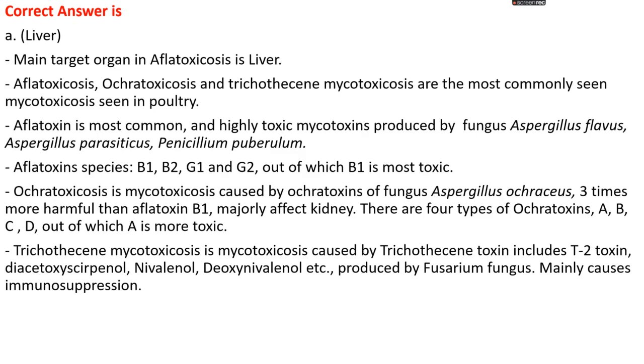While ochratoxicosis is also a mycotoxicosis, which is mainly caused by ochratoxin produced by the fungus Aspergillus ochraceus, which is 3 times more harmful than aflatoxin B1, and it majorly affects the kidney. There are 4 types of ochratoxin, that is A, B, C, D, out of which A is more toxic.